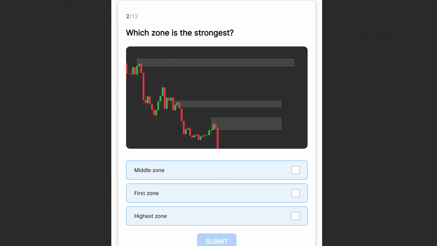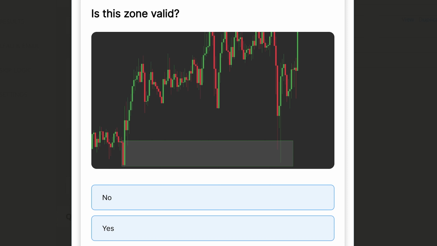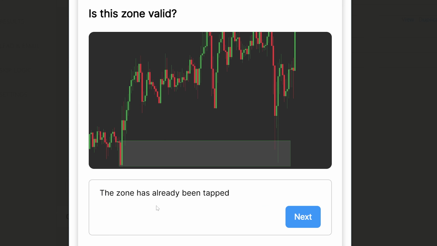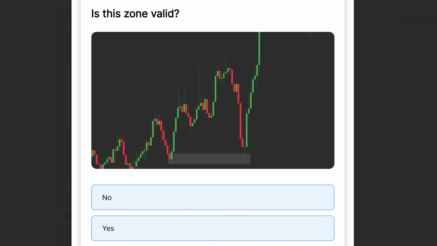Which zone is the strongest here? Is this an accuracy zone or a normal zone? Is this zone valid? Because the zone has already been tapped, as you can see, this has already been tapped, so it's not valid. Is this zone valid? Is this zone valid?